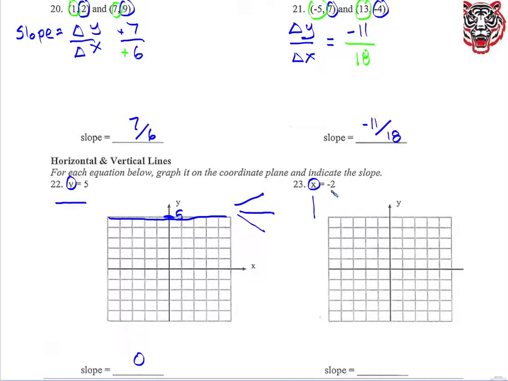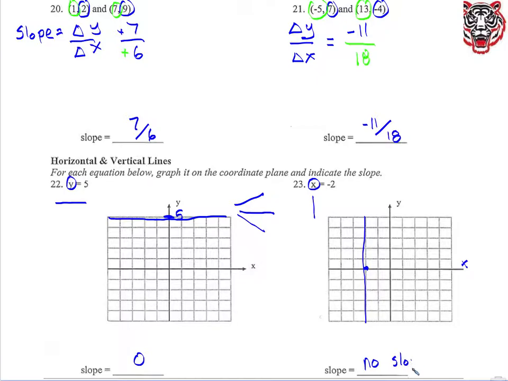All right, let's go to x equals -2. Again, this is the x-axis. So I go -1, -2. There's -2. And it doesn't make sense to have a horizontal line that goes left and right. It makes more sense to have a vertical line that goes up and down. And this has no slope or 0? No slope. The correct answer is no slope.